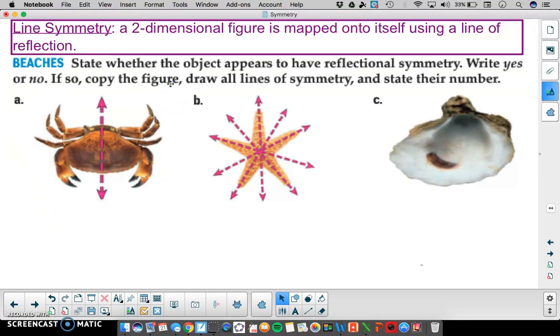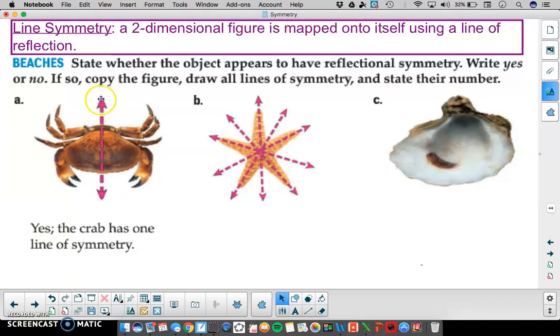We're going to look at a few examples. We're going to state whether the object appears to have reflectional symmetry. Reflectional symmetry is another name for line symmetry because we're using reflections to create that symmetry. We're going to write yes or no, and if so, copy the figure and draw all lines of symmetry and state their number. So in this first example, we have a crab, and there's 1 line of symmetry.